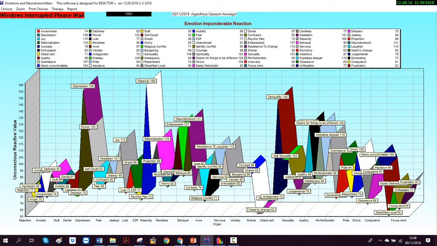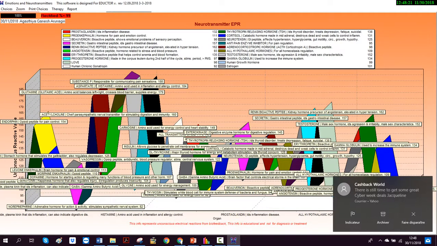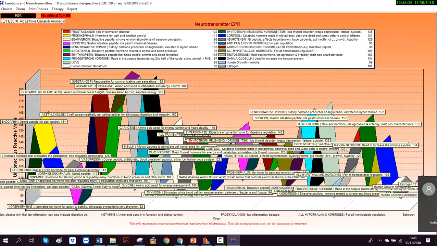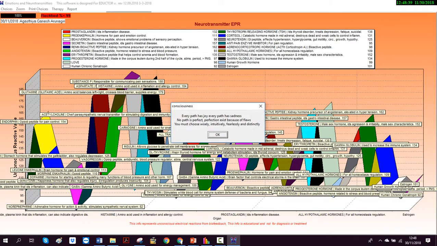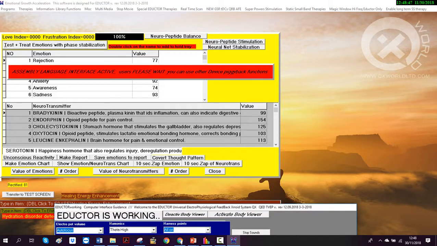And again, we have that. And then we work with the neurotransmitters. We talked in one of the videos about the neurotransmitters. But the thing is that when we balance the emotions, we will see that many of the emotions are related to neurotransmitters. So we again have here therapies for neurotransmitters, okay, to harmonize. And also what we have here is the program that treats the emotion with phase stabilization. It will give us some measure of the love index and the frustration index. And this is also so revealing.